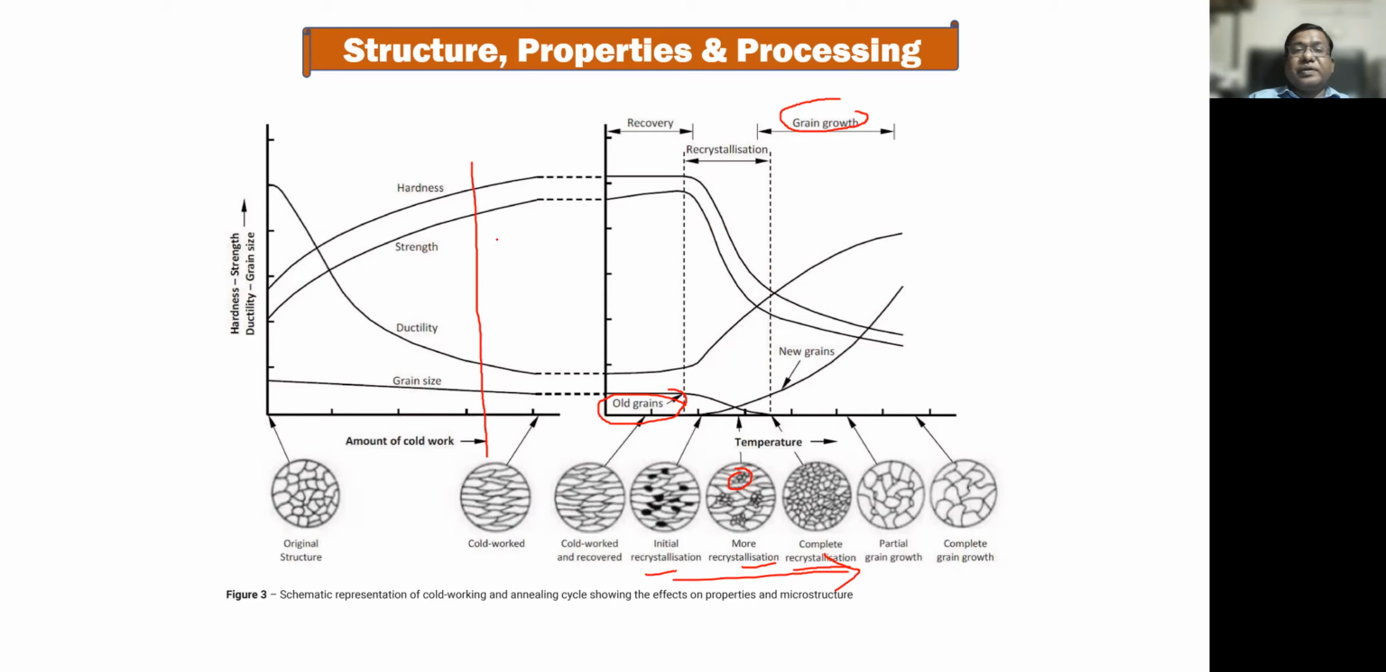So depending upon, see, here two types of processes are there. One is cold working and another is heat treatment. There are three types of heat treatment shown here: recovery, recrystallization, and grain growth. And how the properties and how the microstructure are changing. All these three things are interlinked: structure, property, processing. This is the topic of today's lecture.